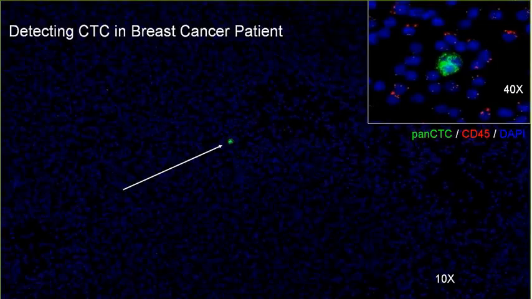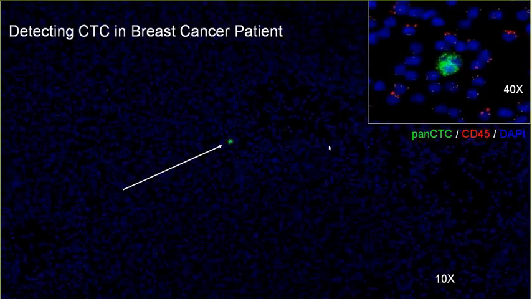RNAscope can also be employed in both chromogenic assays, as shown in the previous two examples, as well as fluorescent assays, as shown here. In this example of circulating tumor cell detection in a breast cancer patient, RNAscope target probes for CD45 and pan-keratin are used. Actually, correct that: the pan-keratin positive tumor cells are shown in green, and the CD45 bone marrow-derived hematolymphoid cells are shown in red.